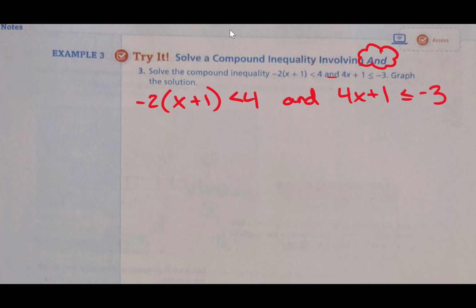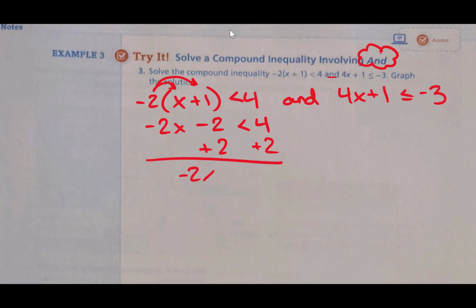So we'll tackle these one at a time. Distribute, always first. We get negative 2x minus 2 is less than 4. And we'll isolate our variable by adding 2 to both sides. And we get negative 2x is less than 6. Divide by negative 2. Hey, dividing by negative. Don't forget, we have to flip that sign. So we get x is greater than negative 3.